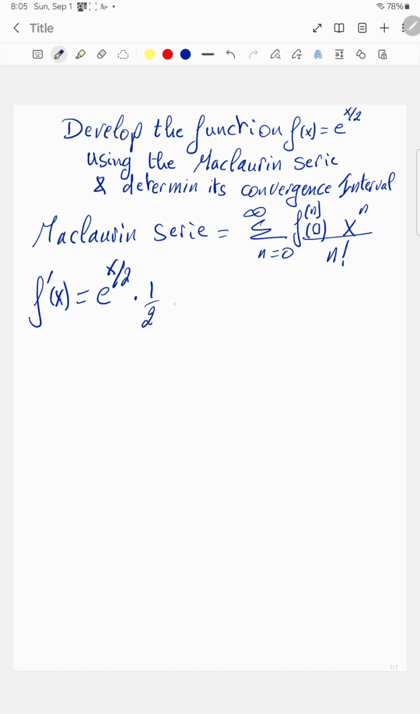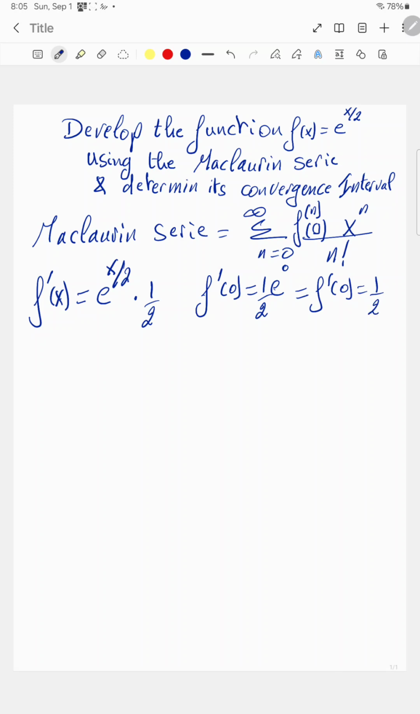And if I want to replace x by 0, I would have f prime of 0 is equal to 1/2 times e to the power of 0 divided by 2, which is 0. And anything to the power of 0 is equal to 1. So f prime of 0 is equal to 1 times 1/2, which is equal to 1/2.